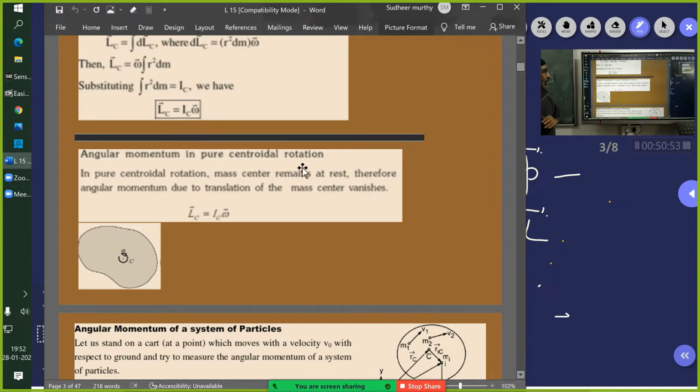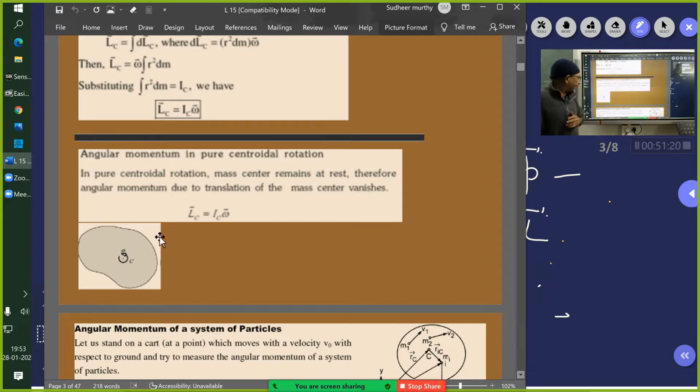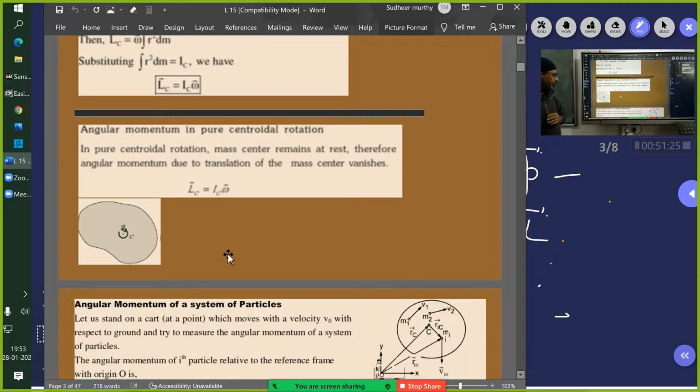Angular momentum in pure centroidal rotation. Now I am designating it as pure centroidal because the center of mass is at rest. It is not having translatory velocity. Understood? It's not having translatory motion. That is, only the body is rotating. It is not moving and rotating. So therefore, I can simply write LC bar is equal to IC into omega bar.